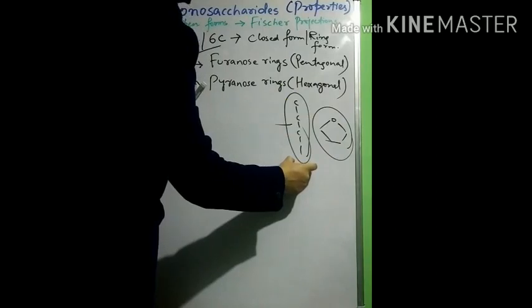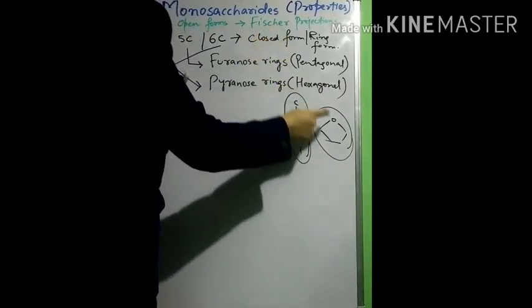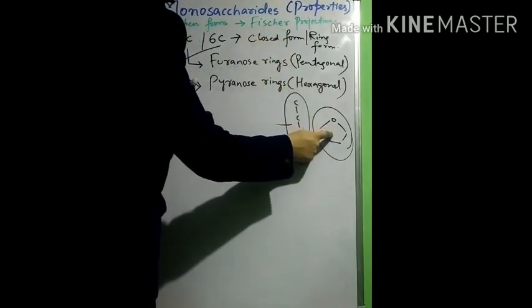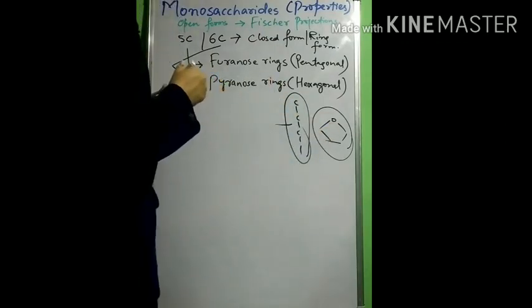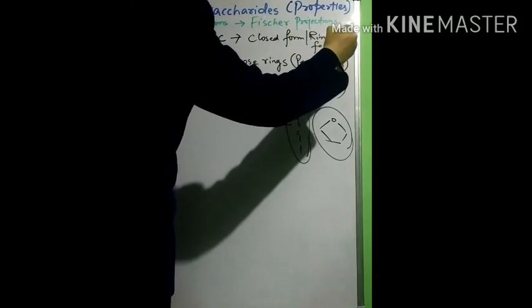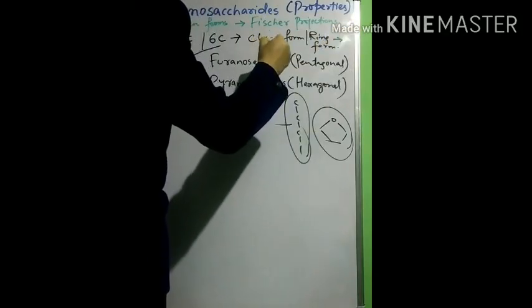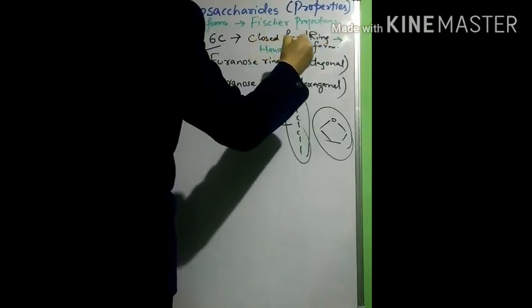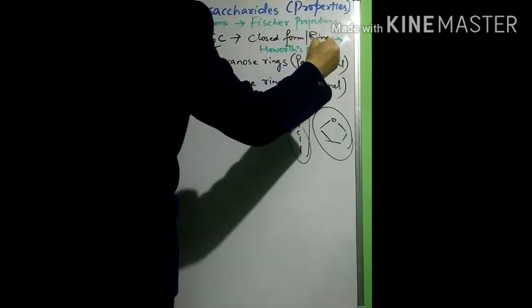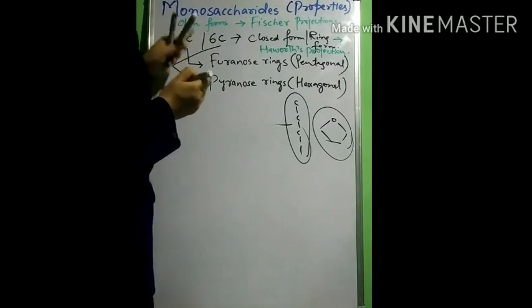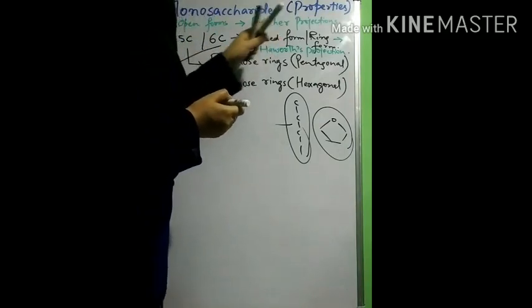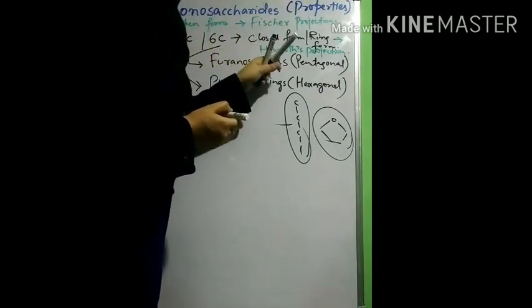Open form representation is called what? Fischer projection. Closed form representation is called which projection? It's called Haworth projection. Let me write down over here. So closed form or ring form, they are represented in Haworth projections. You need to remember them in contrast so that you will memorize. So open forms are represented by Fischer projections. Closed forms are represented by Haworth projections.